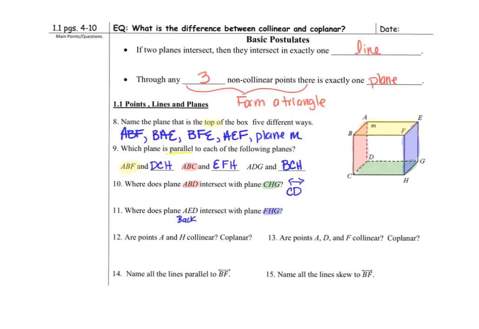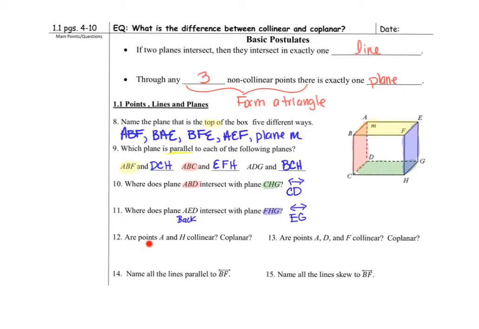So we're trying to figure out where the back side of the box intersects with the right side of the box. And there's an edge that they share, and it's right here. So EG is shared with the back, and it's also shared with the side. So that's going to be our answer. So these two planes intersect at line EG, and again, you could also label it GE.